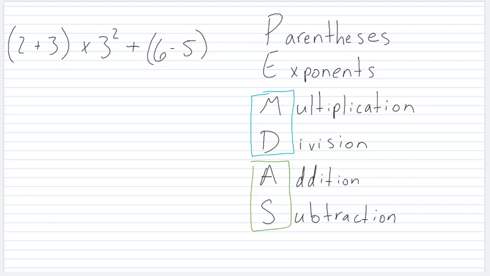So let's take a look at this first one. What does 2 plus 3 equal? That's just going to give us a 5. And we can bring that down. And usually it's a good idea to just keep it in the parentheses for now. All right, and then we also have 6 minus 5. That's going to give us 1. And so we'll just rewrite that. Now, everything else, we didn't touch at all, so we will rewrite it. So 5 times 3 to the power of 2 plus 1.